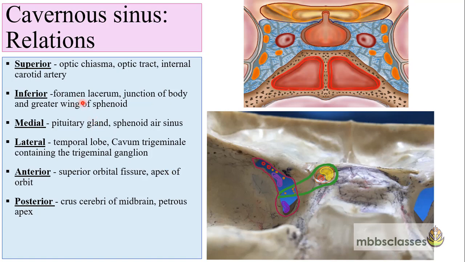Inferiorly lies the foramen lacerum and the junction of the body and the greater wing of the sphenoid. So this is the greater wing of the sphenoid, and this is the body. Medially lies the pituitary gland and the sphenoid air sinus. Laterally lies the temporal lobe, because the location of the cavernous sinus is in the middle cranial fossa, and laterally also lies the cavum trigeminale. Anteriorly is the superior orbital fissure and apex of the orbit, and posteriorly lies the crus cerebri of midbrain and the petrous apex, because the petrous apex forms the posterior boundary of the cavernous sinus.